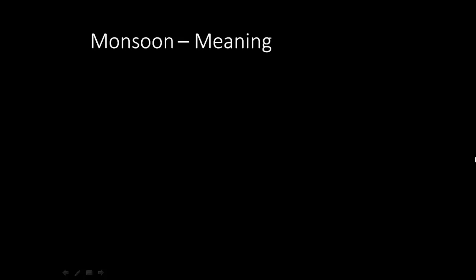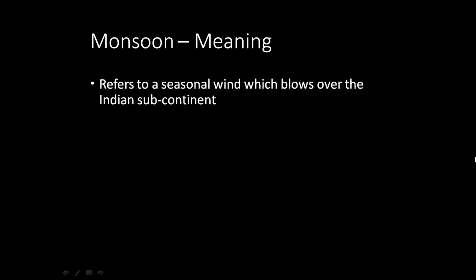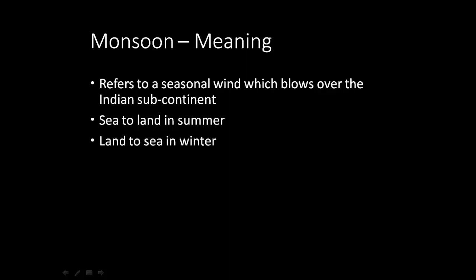Now we'll understand the mechanism of the Indian monsoon. The Indian monsoon is said to be one of the most dramatic monsoon systems in the world. Let's see what its characteristic features are. First, understand what monsoon means. It refers to the seasonal wind which blows over the Indian subcontinent. In summer, these monsoon winds blow from the sea towards the land, and these winds pick up a lot of moisture from the Indian Ocean. And in winters, these monsoon winds blow from land toward the sea.